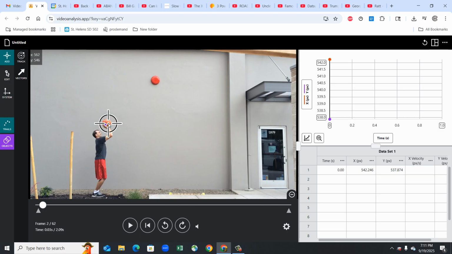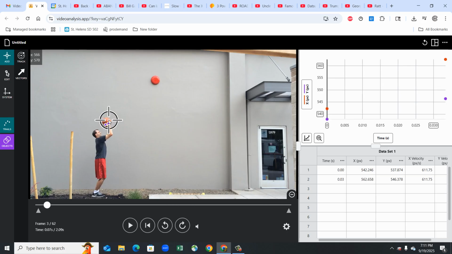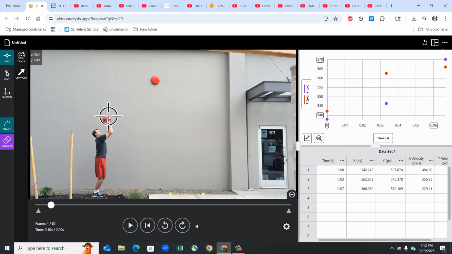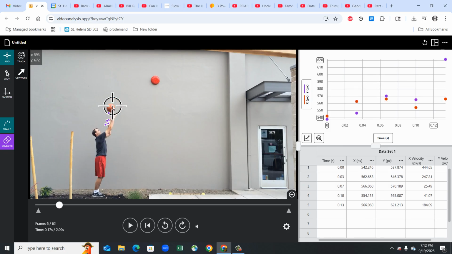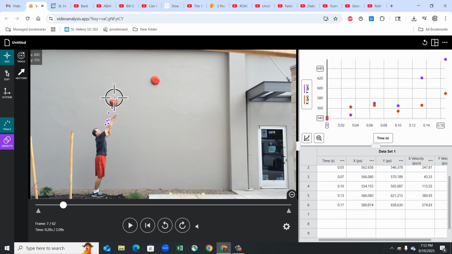Every time you move it, the ball moves, obviously. The frame advances one spot. It's hard to do initially, obviously, because the ball doesn't move much.